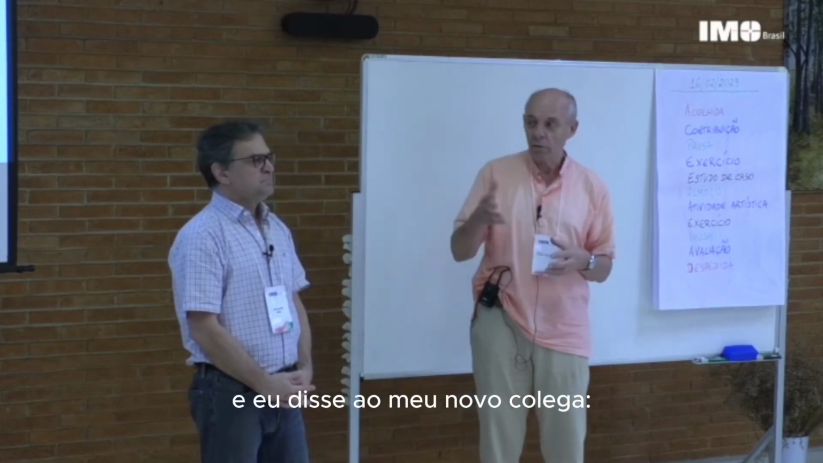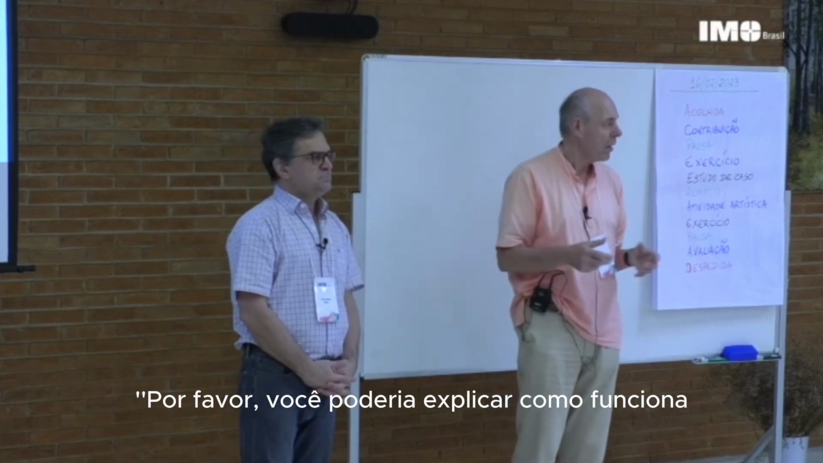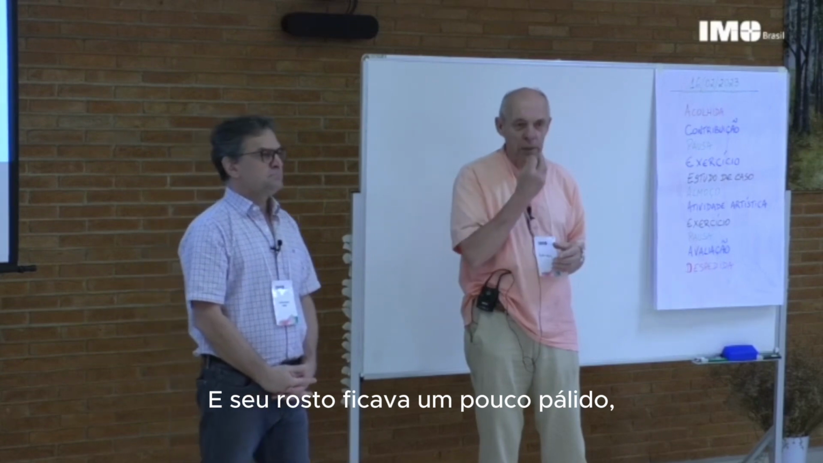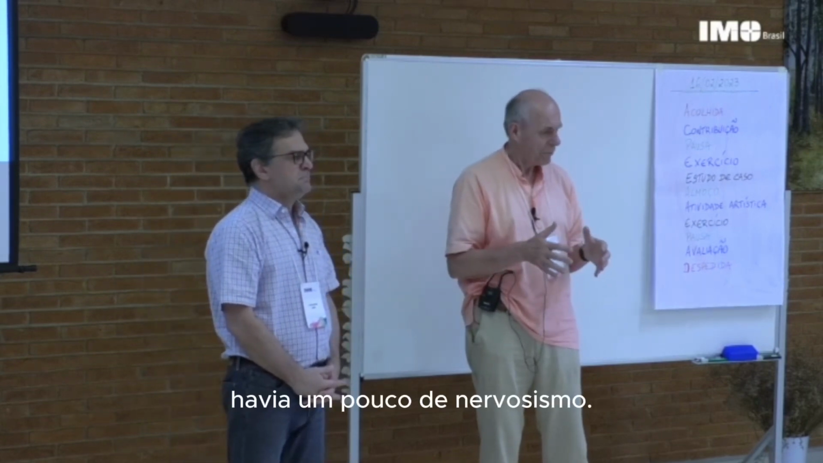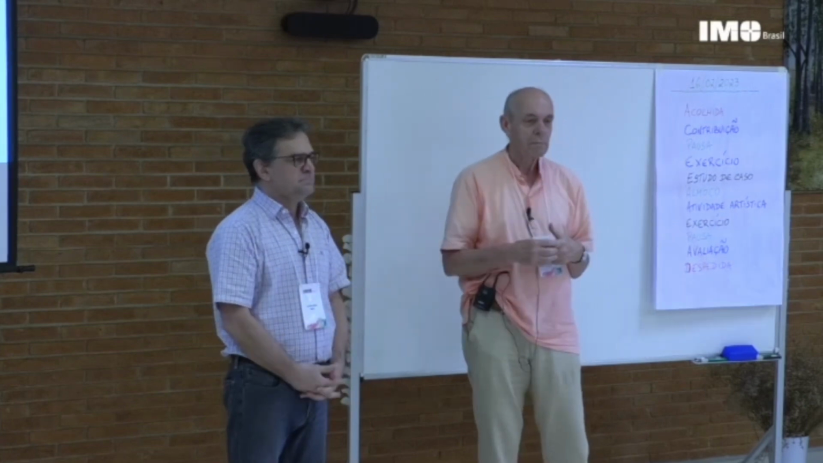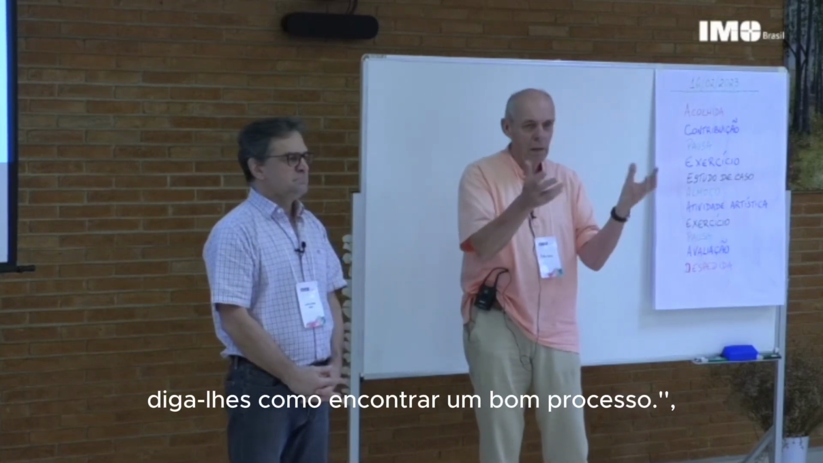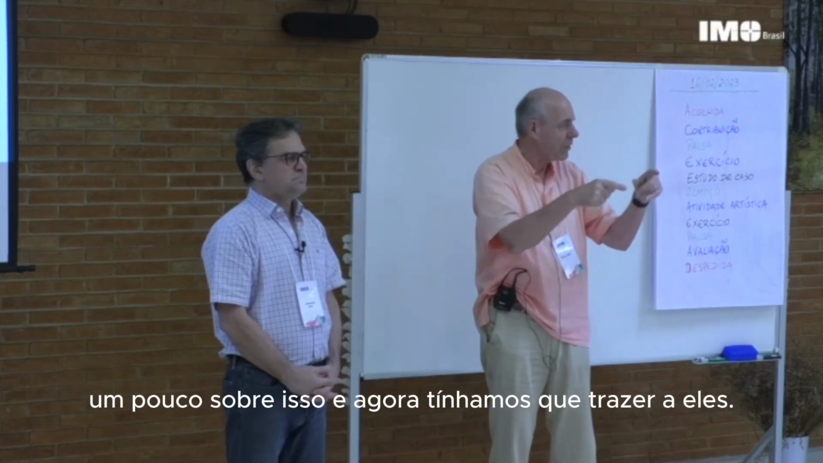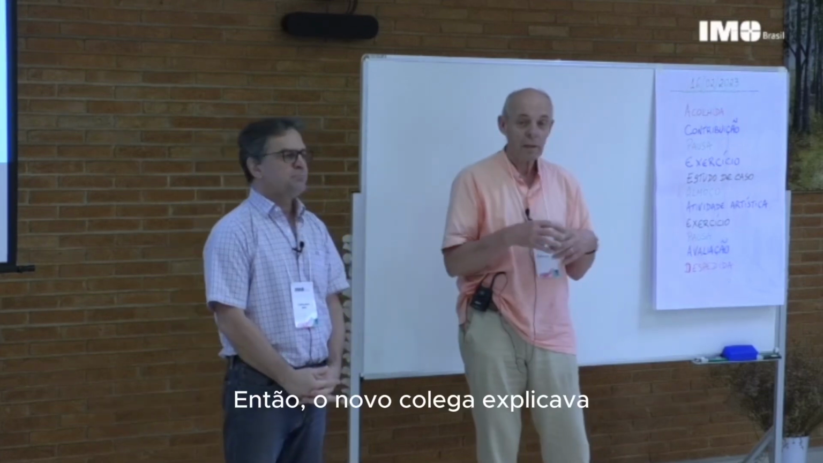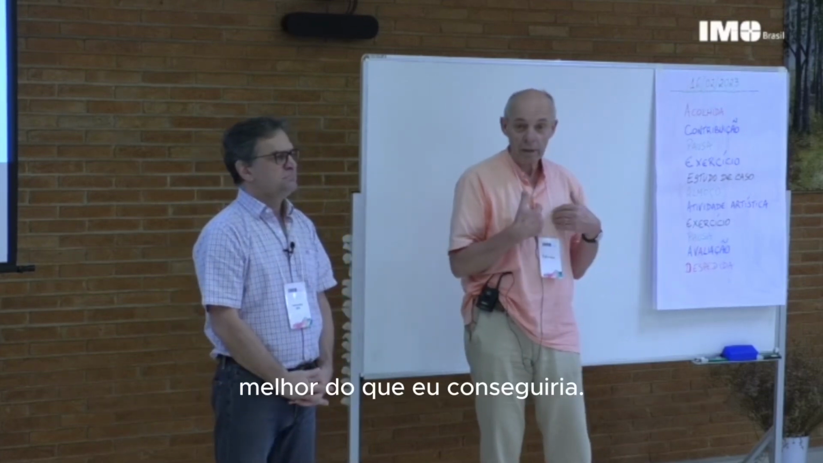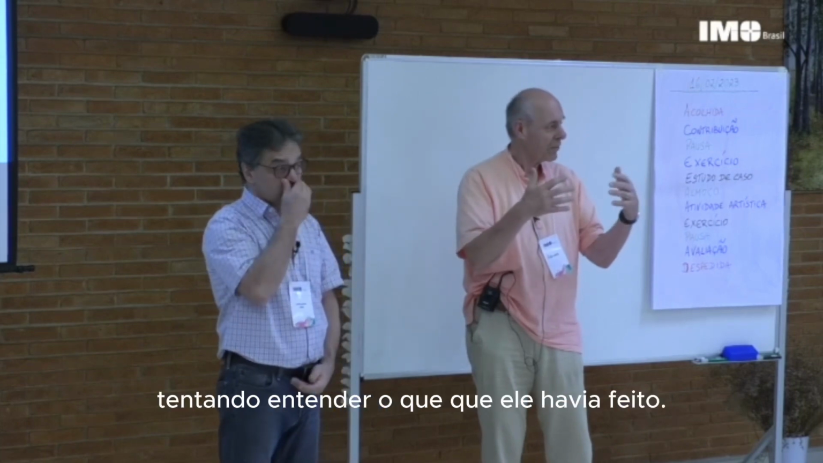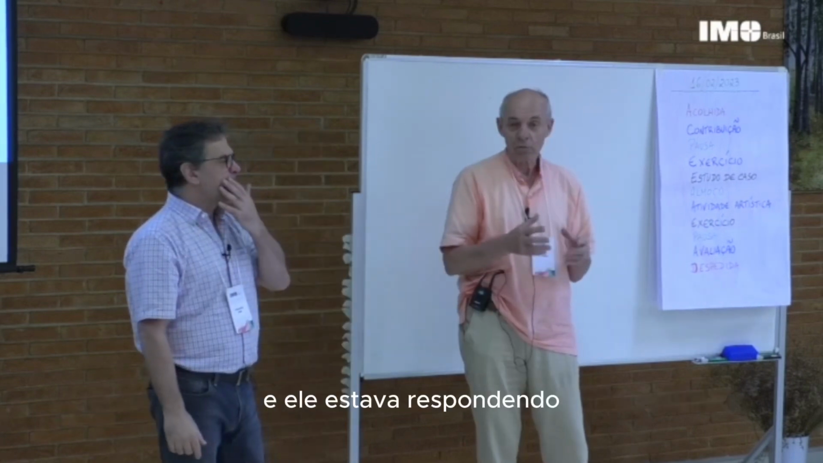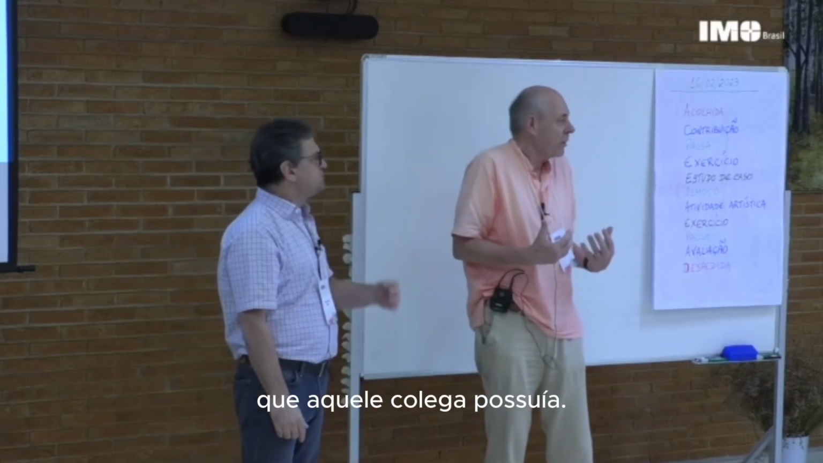And then I said to my young colleague, please, maybe you can explain to them how it works to find good process owners. Then the face went a little bit pale. There was a little bit of nervousness. I said, okay, go ahead, tell them how to find good process owners, because we had talked somewhere in the past a little bit about this, and now we had to bring it. And then the young colleague explained better than I could do. And the others were listening and trying to understand what he was telling. They asked some questions to my younger colleague, and he was just responding based on what he had.